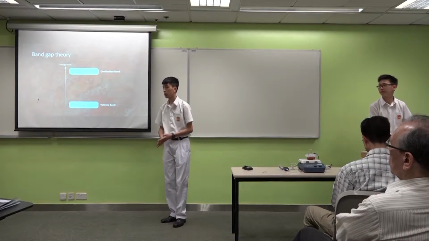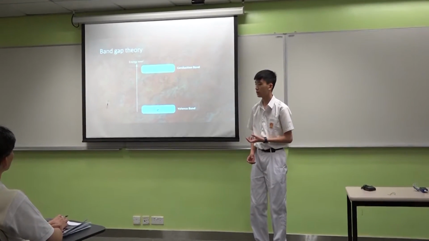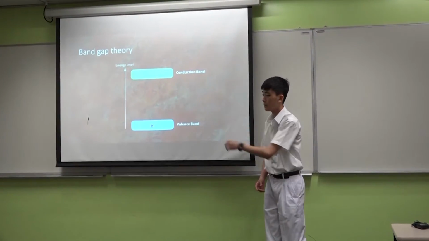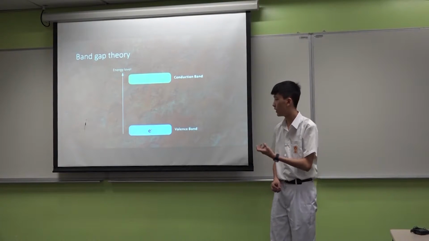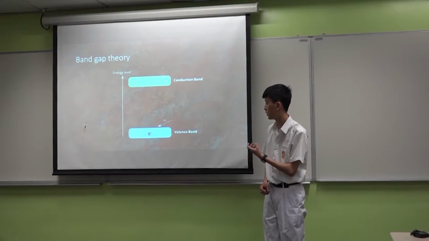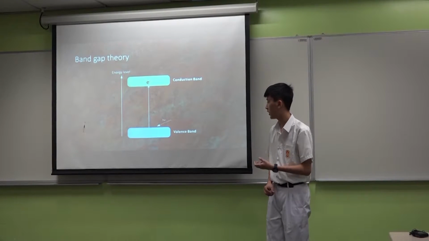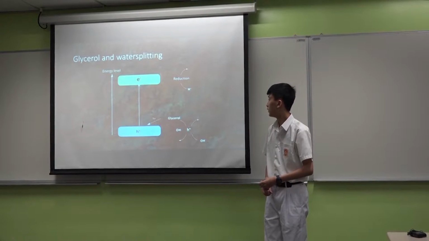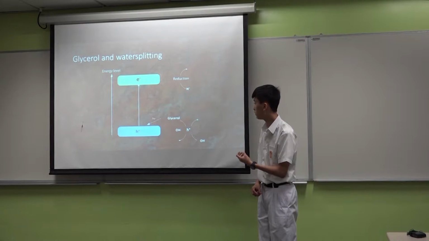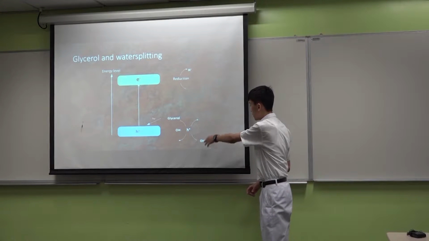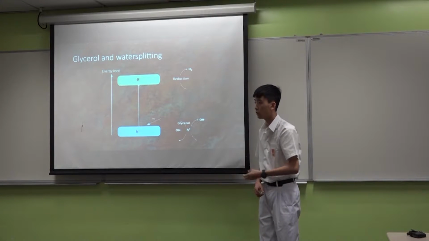Now let me introduce our principles. The first one is the band gap theory. Since iron(III) oxide itself is a semiconductor, its conduction band and valence band are separated by a band gap. So when photons containing energy equal to or slightly larger than the band gap of the photocatalyst reach it, the electron in the valence band will be promoted to the conduction band, leaving a positively charged hole in the valence band. The electron in the conduction band will reduce hydrogen ion to hydrogen gas, while the hole left in the valence band will oxidize hydroxide ion to hydroxyl radicals, which with the aid of another hole will oxidize glycerol to produce hydrogen gas.